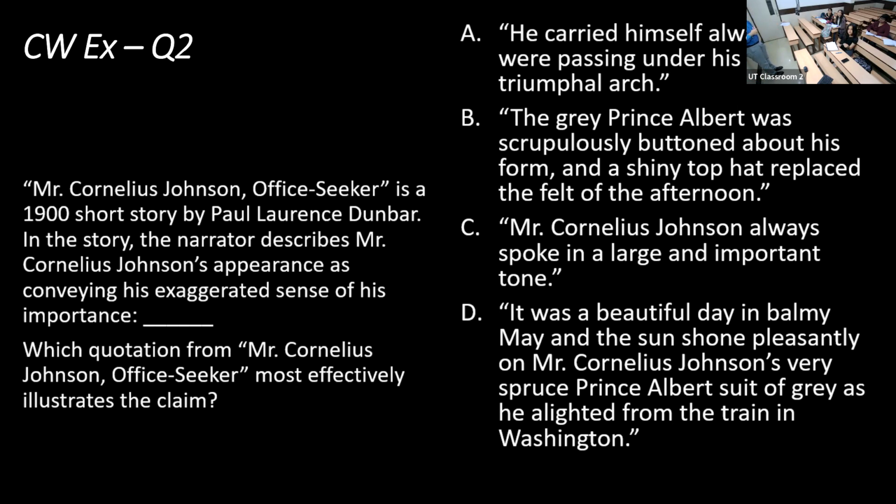So Mr. CJ, Office Seeker, is a 1900 short story by Mr. Dunbar. In the story, the narrator describes Mr. CJ's appearance as conveying his exaggerated sense of his importance. Which quotation? अभी हमने पढ़ लिया था ये सब. And then there are A, B, C, D. Okay. Name processed. I'm still confused. Okay, ठीक है.